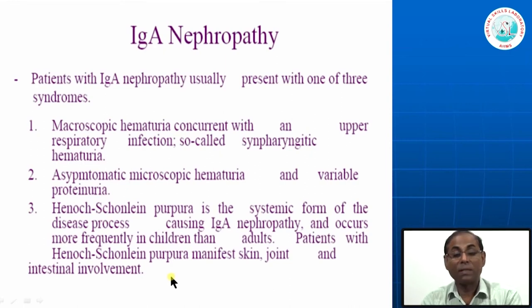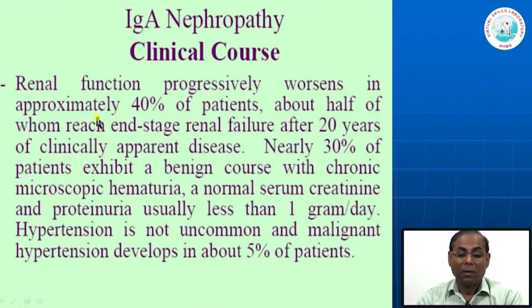So, it has become a systemic disaster with IgA. The renal function progressively worsens in approximately 40% of these patients. Earlier, when it was described, it was thought to be a more benign course. Now, we know that IgA nephropathy is not at all a benign disease. The 40% of these patients may have a very aggressive disease, about half of whom reach end stage renal failure after 20 years of clinically apparent disease. So, it is a progressive disease.